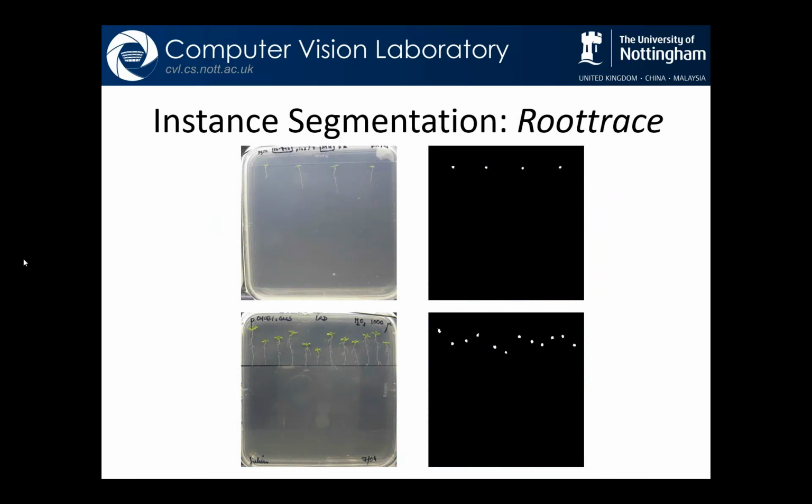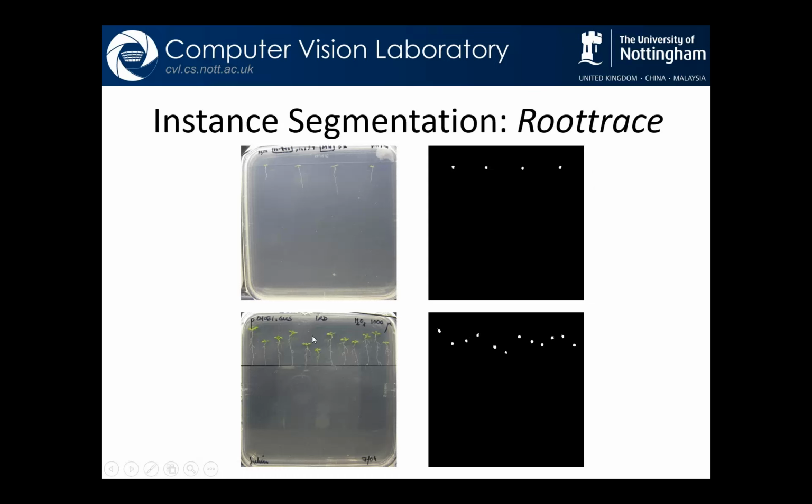So just to work through another few examples. This was Andy French's system called Roottrace, which will essentially track along these Arabidopsis seedlings over time. What we didn't have was a way to initialize this process. Traditionally, you would load this image in and click at the start of each plant, and then Roottrace would finish off for you and complete the rest of the annotation.